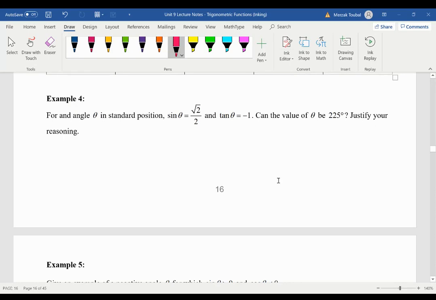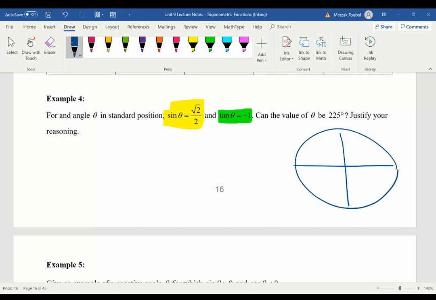Example 4 says, for an angle theta in standard position, the sine of this angle theta is root 2 over 2, and the tangent is -1. Can the value of theta be 225? Justify your reasoning. Okay, we must make a figure for this. It says the sine is root 2 over 2. That means the sine is positive. We said the sine is positive on quadrant 1 and also on quadrant 2.